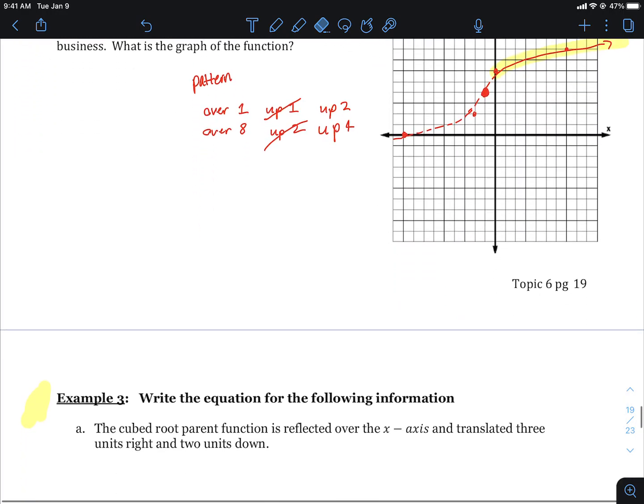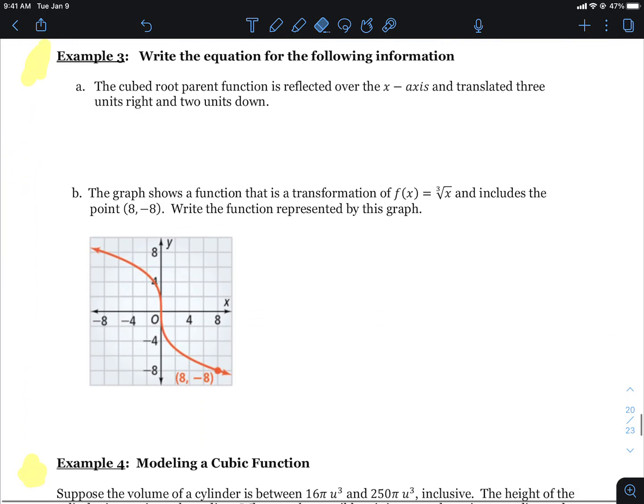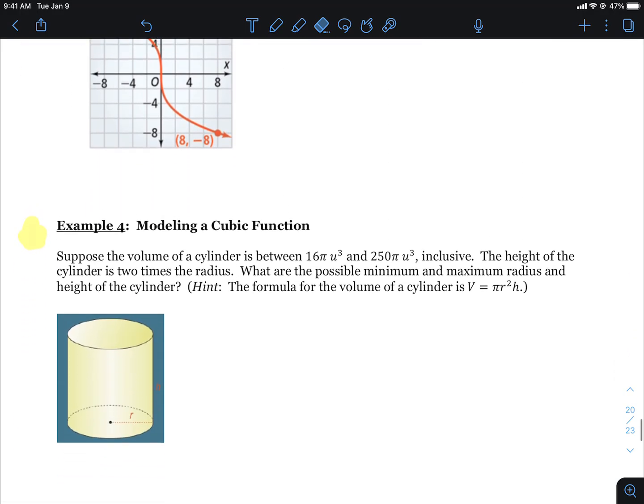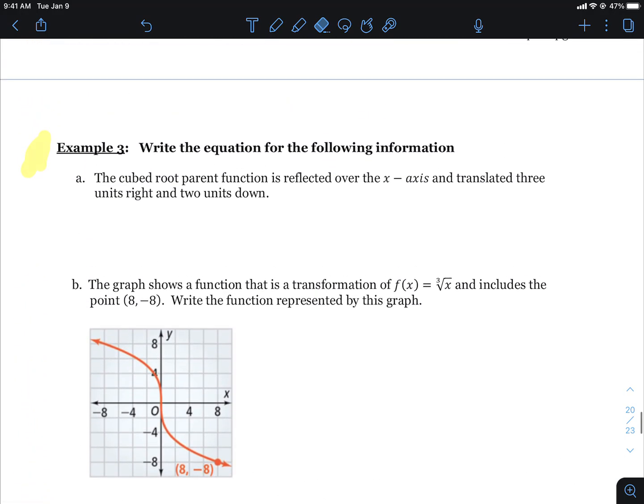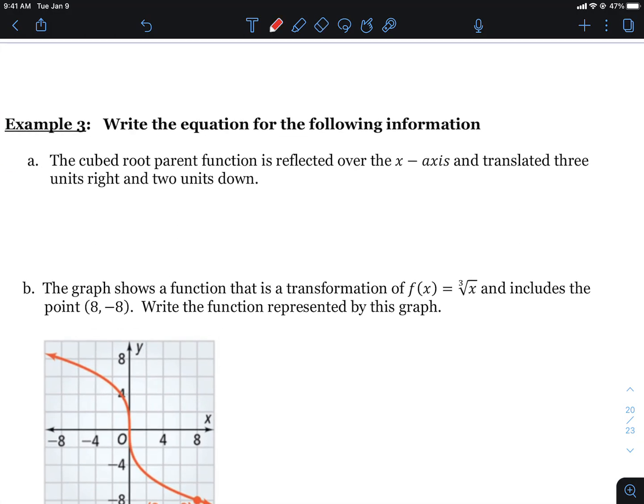We've got a small handful left here. I think we're going to do some writing our own equations, and then we got a word problem where we plug in. So anyways, let's write the equation for the following right here. We got a cube root parent function reflected over the x-axis and then translated 3 units right, 2 units down. So it's got the reflection, so that's one of the elements for the a. You need a negative out in front. They didn't put any stretches or anything, so we're good to go there.